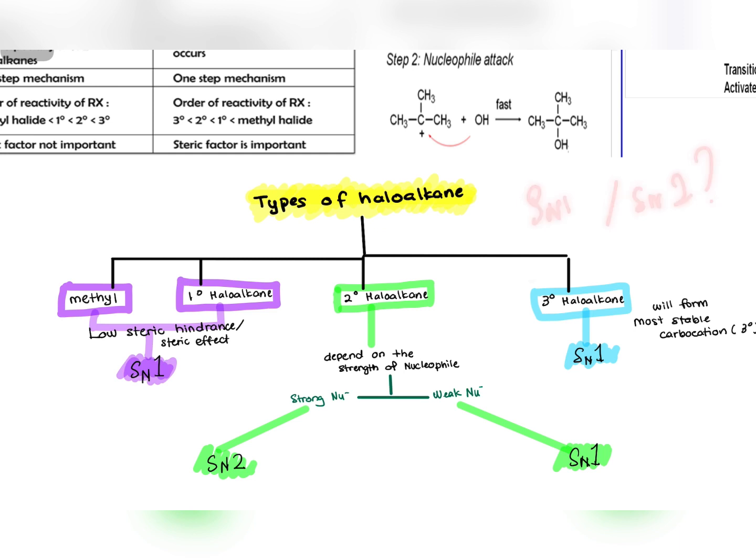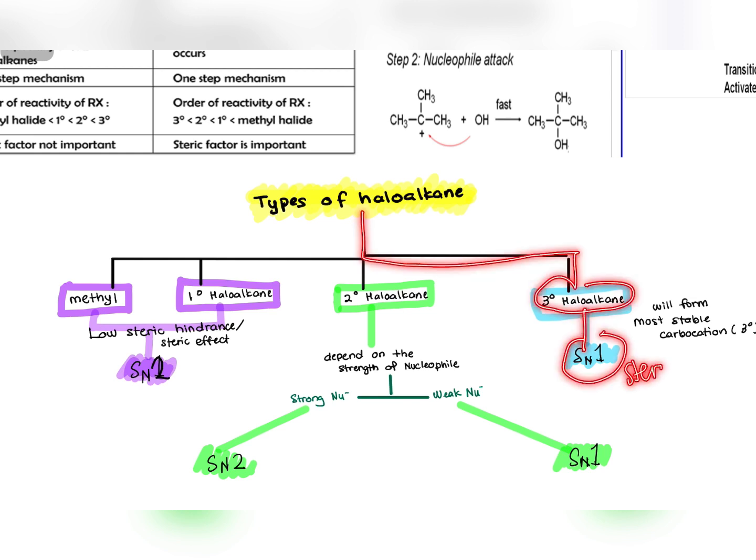So macam mana nak tengok Sn1 ke Sn2 mechanism? So kita tengok one by one. Kita tengok the type of haloalkane first. So kalau methyl haloalkane, it is Sn2 mechanism. So primary pun sama, dia akan favor Sn2 mechanism. And kalau tertiary haloalkane, automatic dia akan favor Sn1 mechanism because of the steric effect, as I mentioned before.